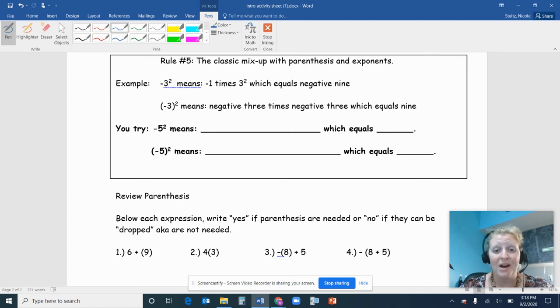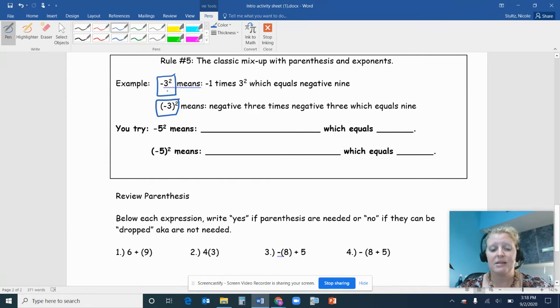Okay, rule number 5. So the classic mix-up with parentheses and exponents. I see this mistake so much that if I had a nickel every time a kid made this mistake, I'd be rich by now. So I have in this corner -3 squared. But down here I have, it looks like still -3 squared. So they look different. So are they actually different?